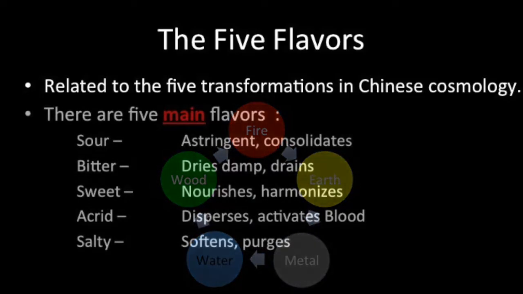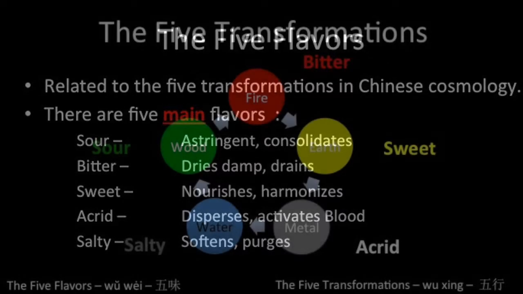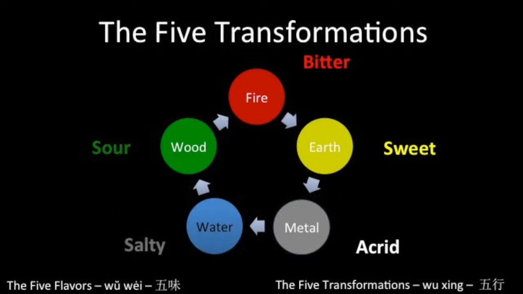There are 5 main flavors: sour, bitter, sweet, acrid, and salty. These flavors are associated with the 5 transformations as shown in this diagram. Sour corresponds to wood, bitter corresponds to fire, sweet corresponds to earth, acrid corresponds to metal, salty corresponds to water. We will look at each flavor in turn.